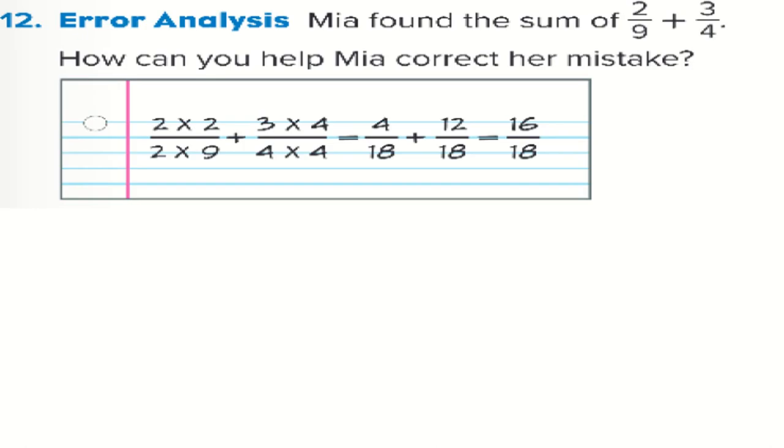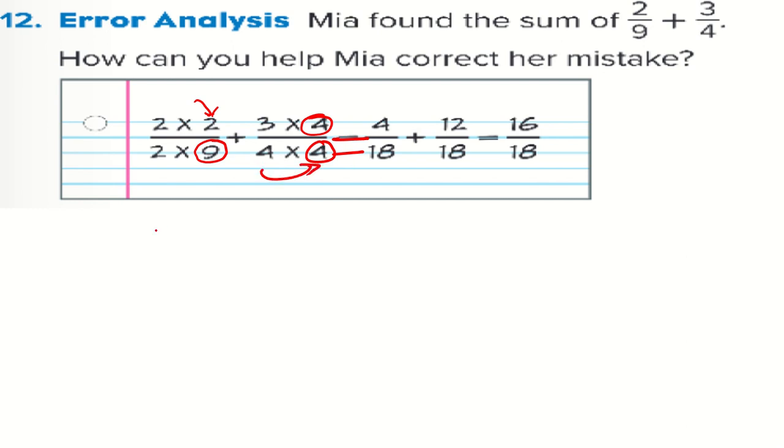Okay. Now next is error analysis. Now question is Mia found the sum of 2 over 9 plus 3 over 9. How can you help Mia correct her mistake? So she did this calculation and then here she put equal to. So what she has done here, denominators are not same, so she has tried to multiply with some numbers. Okay, so what's the mistake here? She has multiplied by 4 here, multiplied by 4. It's okay, no problem. But here she has multiplied by 9 and in numerator she has multiplied by 2. This is wrong. Okay, and another mistake is here she should not multiply by 4.